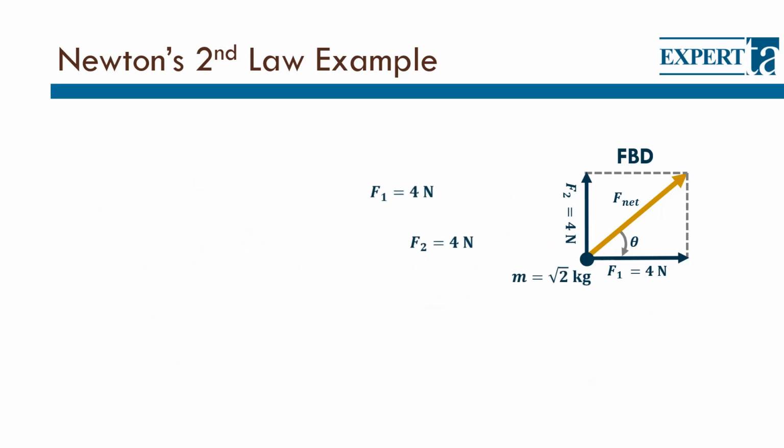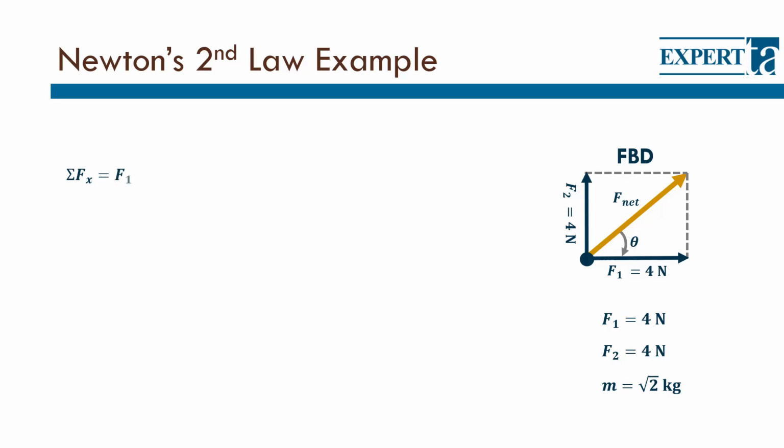The other way of doing it is using the sum of all forces in the x direction and the sum of all forces in the y direction. So let's do it that way also. Alright, let's do the sum of all forces in the x direction, and in this case there is only F1 which points in the x direction, and that is equal to mass times acceleration in the x direction. So now F1 is 4, the mass is square root of 2, and acceleration in the x direction is ax. And so this tells us that ax is 4 divided by square root of 2 meters per second squared. So this is not the net acceleration, but only the component of the net acceleration in the x direction, ax.